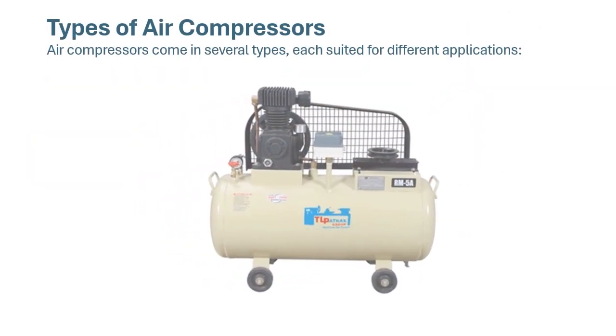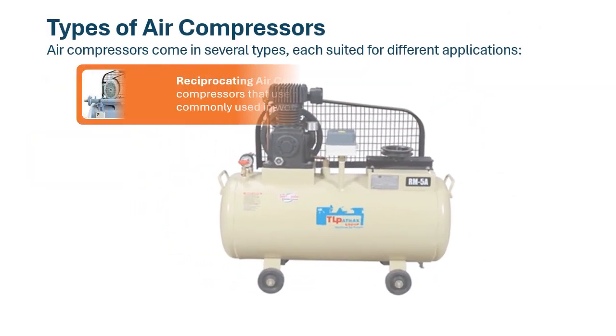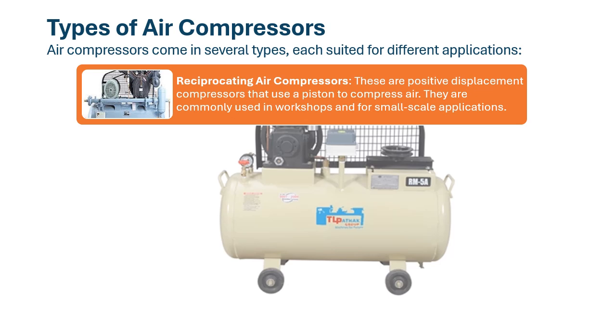Types of air compressors. Air compressors come in several types, each suited for different applications. Reciprocating air compressors. These are positive displacement compressors that use a piston to compress air. They are commonly used in workshops and for small-scale applications.